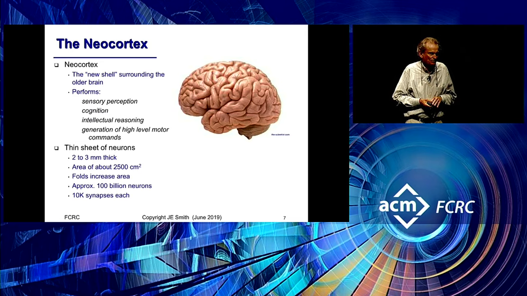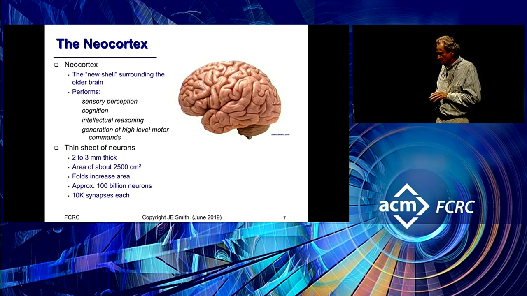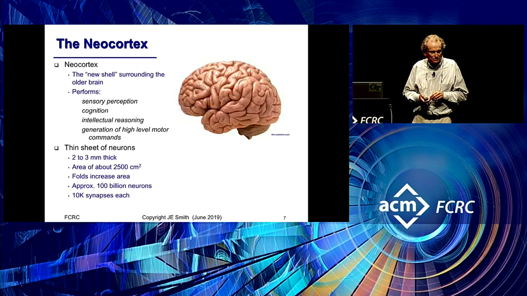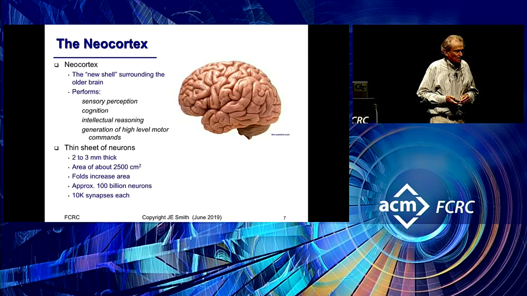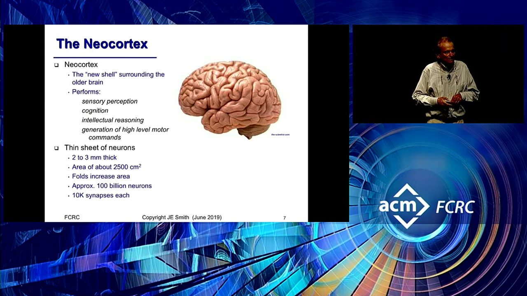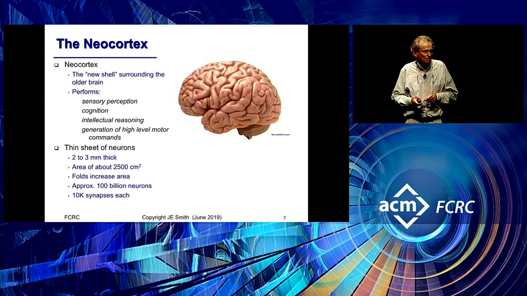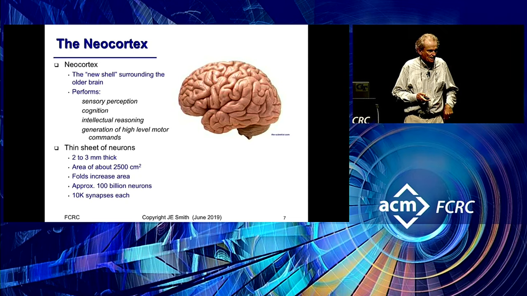The folds are there to increase area, just one example of the great engineer that natural evolution is. About 100 billion neurons, 10K synapses each, although most of the synapses at any given time aren't actually active, only maybe 10%.